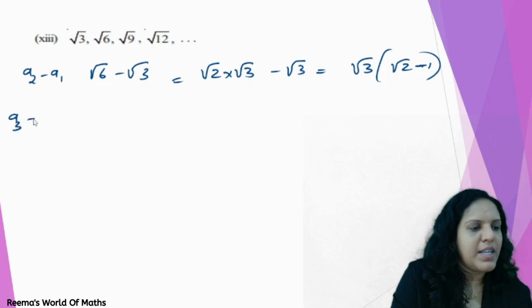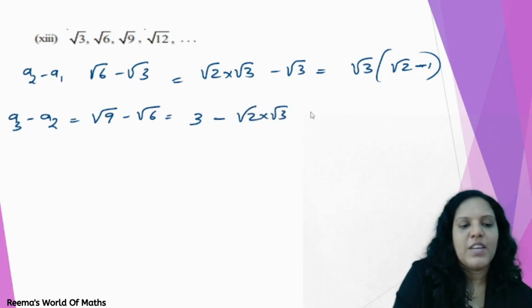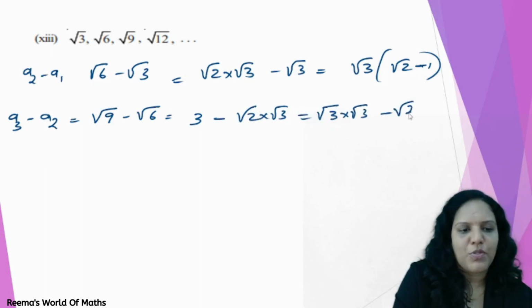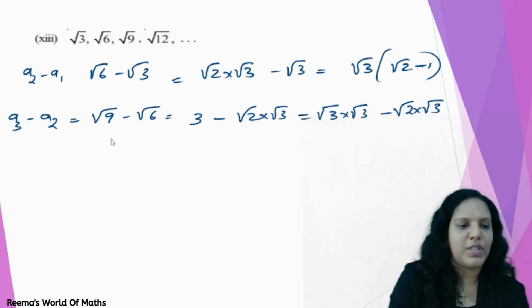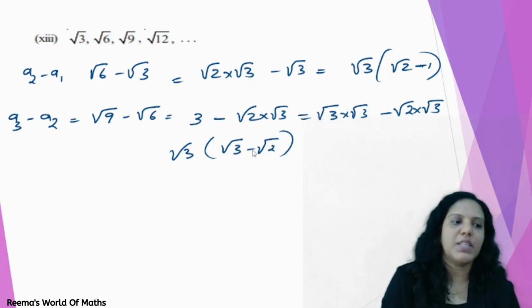Let's see A3 minus A2, which is square root of 9 minus square root of 6. Square root of 9 we know is 3. 3 minus square root of 6, again that is square root of 2 multiplied by square root of 3. We can write 3 as square root of 3 multiplied by square root of 3. So I have converted 3 as square root of 3 multiplied by square root of 3. Let's take root 3 outside, which is common, multiplied by square root of 3 minus square root of 2. So this is the difference between the third term and second term.